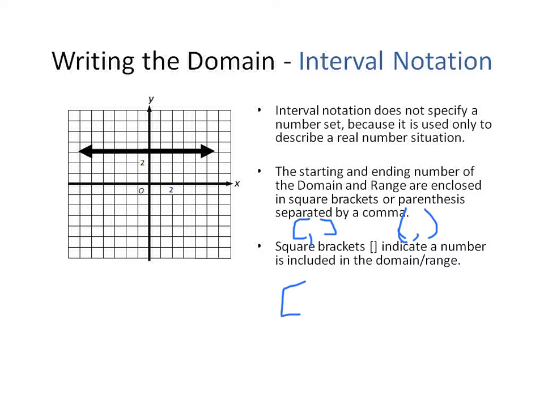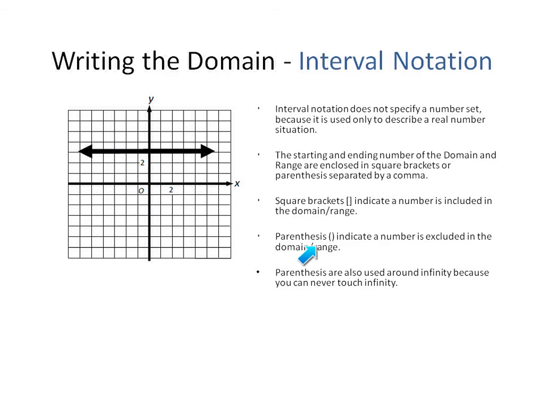Square brackets are used to indicate the number is included, and instead of having an arrow on the end of our graph, we would have what we talked about in the slide before, a closed point, like that. Parentheses indicate a number is excluded in the domain and range. Parentheses are also used around infinity because you can never touch infinity no matter how far you go.